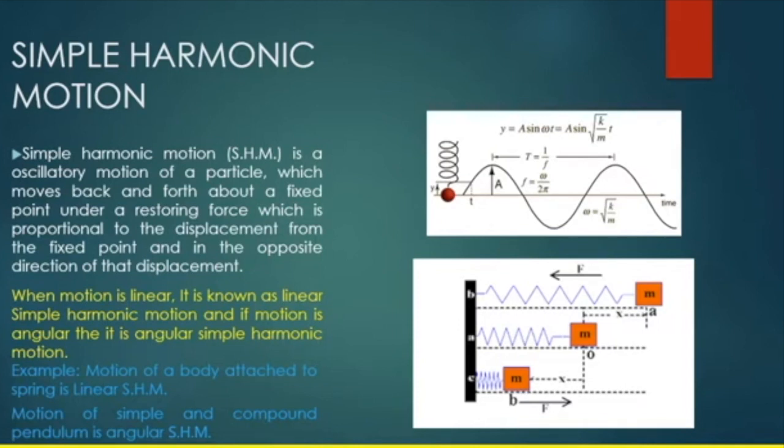What is the example? If a body is attached to a spring, then the motion will be called linear, as shown here in the figure. And if there is a pendulum, either simple or compound pendulum, then the motion will be angular motion.